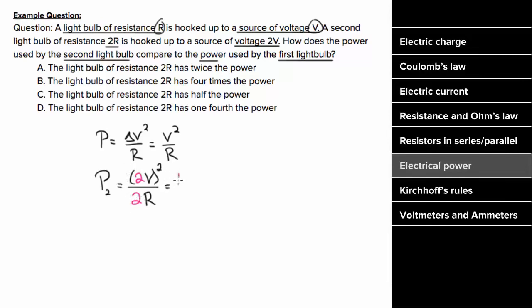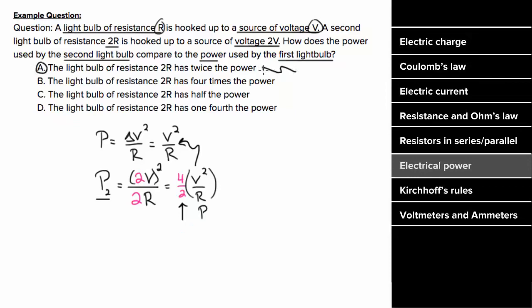So if I factor out this 4 divided by 2, I get that the power used by the second light bulb is going to be 2 times V squared over R, but V squared over R was the power used by the first light bulb. So the power used by the second light bulb is going to be 2 times the power used by the first light bulb, and so the light bulb of resistance 2R has twice the power. And that means it'll be brighter.